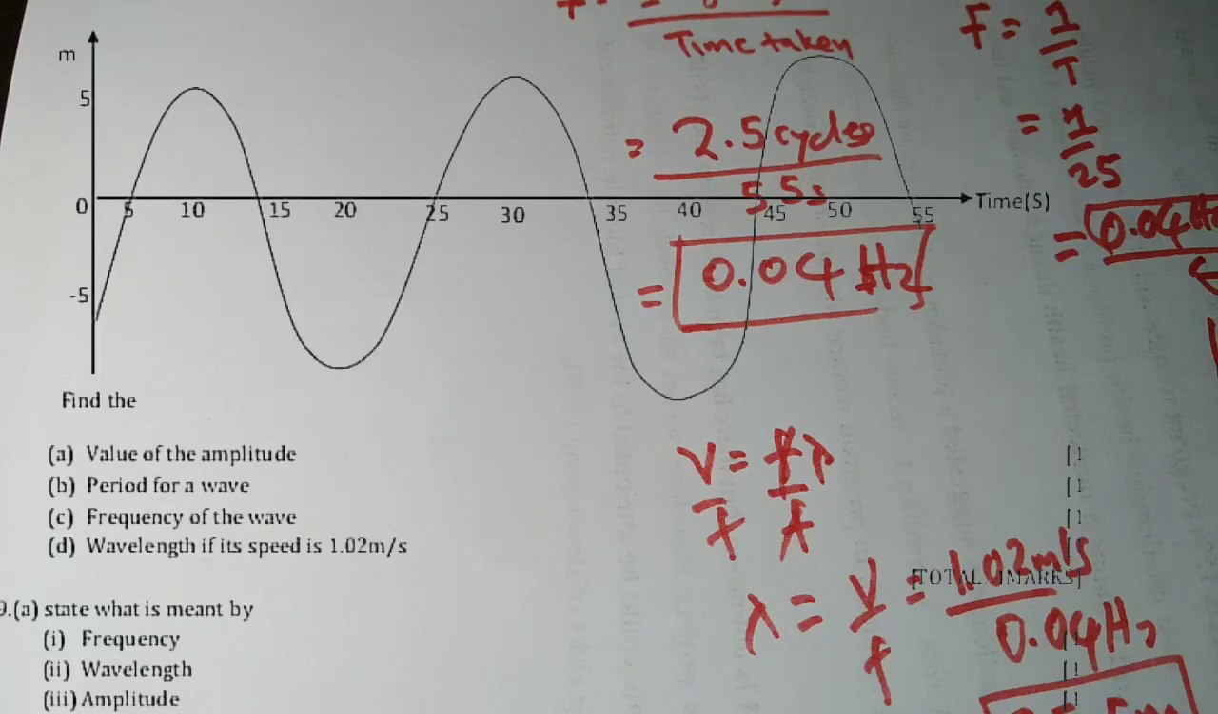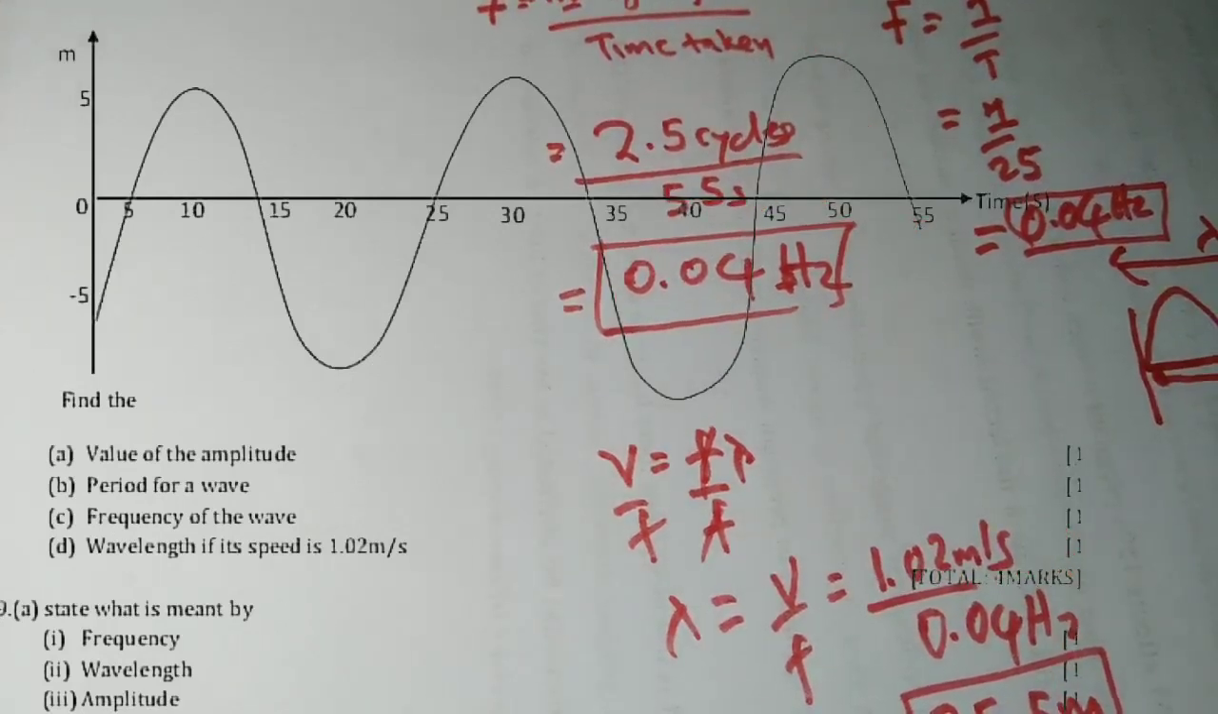Wavelength has many definitions: the distance between two successive crests, or between two successive troughs, or between two successive compressions, or two successive rarefactions, or the minimum distance at which a wave repeats itself, or the distance it takes to form one complete cycle or one complete wave. The amplitude is the maximum displacement of particles in a wave from their rest position.